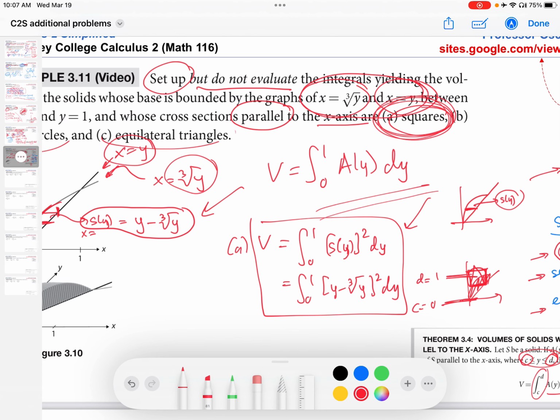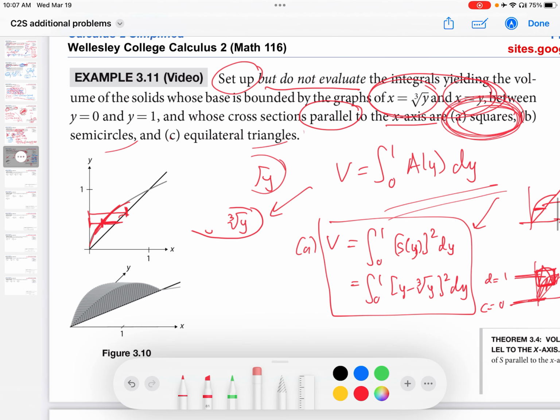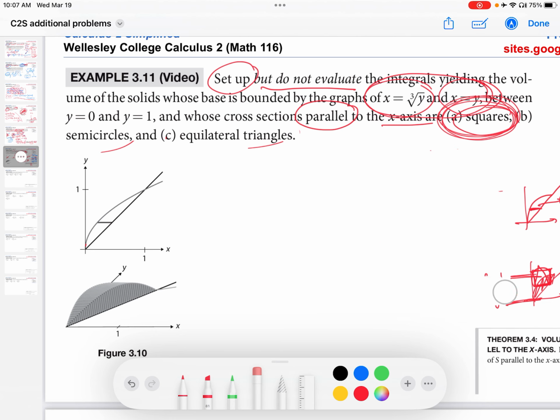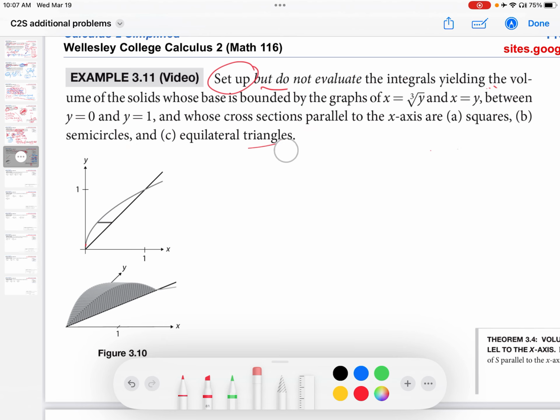So I found that over here, so great. Now I'm going to make more room for myself and erase certain things here, and then basically do this all over again, but for a different type of cross section. Okay, next cross section we're working on over here is part B.